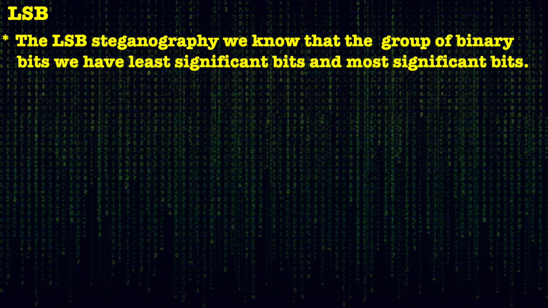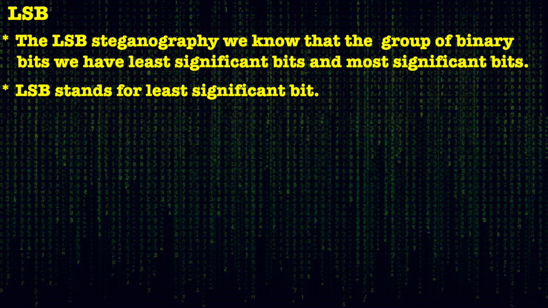We will start with the first method, that is LSB. In LSB steganography, we know that in a group of binary bits we have least significant bits and most significant bits. LSB stands for least significant bit. Let's see an example.